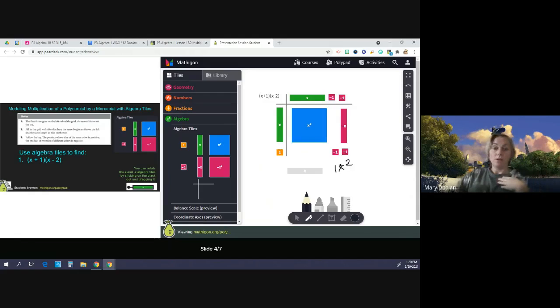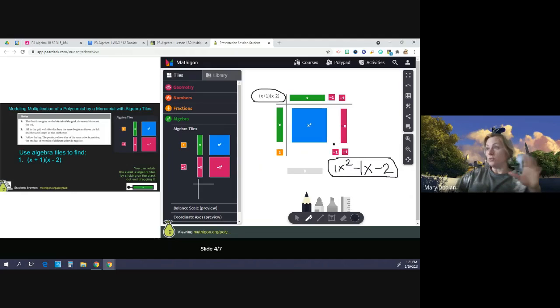I have 1 negative x. And I have 2 negative 1s, so that's negative 2. So this is the product of this multiplication. This is what we get as the product. And this is how you can do this with algebra tiles.